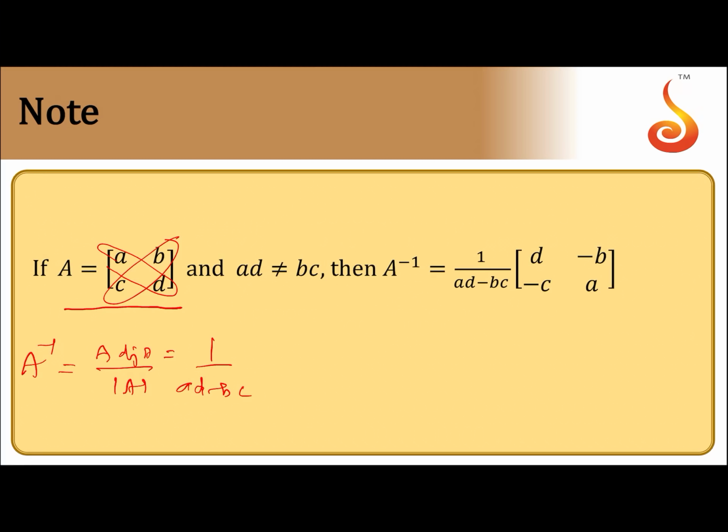Multiply by the adjoint. Adjoint is nothing but the transpose of the cofactors. The cofactor of a is d, so d stays. The cofactor of b is minus c, and when you take the transpose it comes here as minus c. The cofactor of c is minus b, keep it here, and a comes here. So therefore [d -b; -c a]. Remember the formula. This is the inverse of the given matrix for a 2 by 2 matrix.